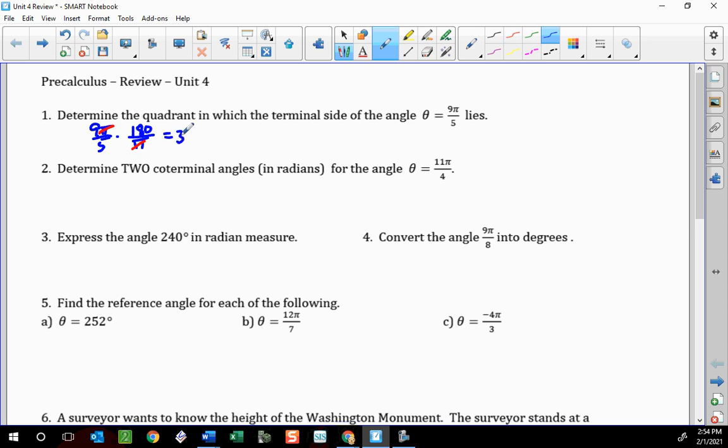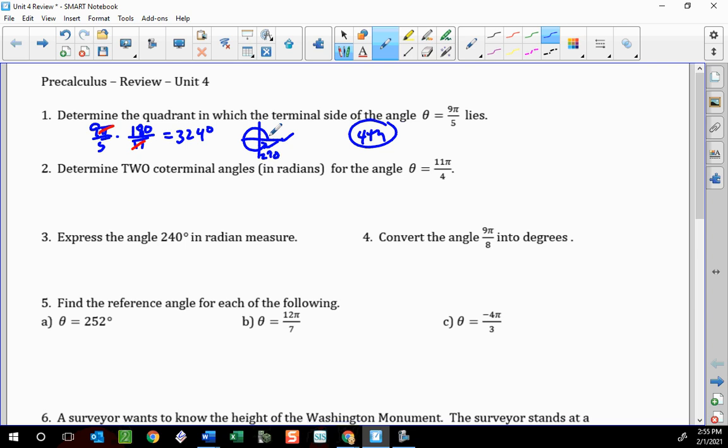So 324 degrees, I know that 270 is down here, and 360 is right there, so this must be in the fourth quadrant. If I were to draw that angle, it would come all the way around to here. Okay? Determine two coterminal angles for this angle, 11 pi over 4.